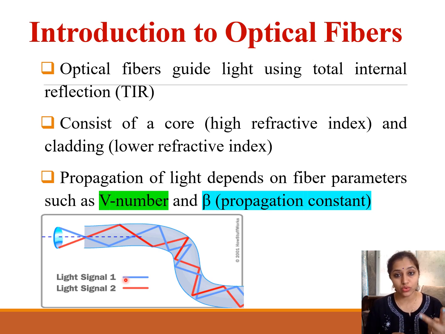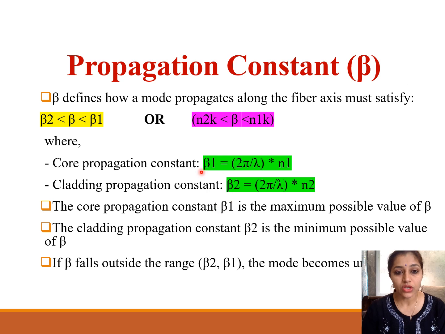You all are aware that there are two types of fibers, single mode fibers and multi mode fibers. I have prepared a separate video for that, and the link is given in the description box. So it decides how many modes, or how many guided light wavelengths, can travel through the optical fiber cable, and another one is beta, or the propagation constant. Let's discuss these two important parameters, V number and propagation constant. First we'll discuss the propagation constant beta.